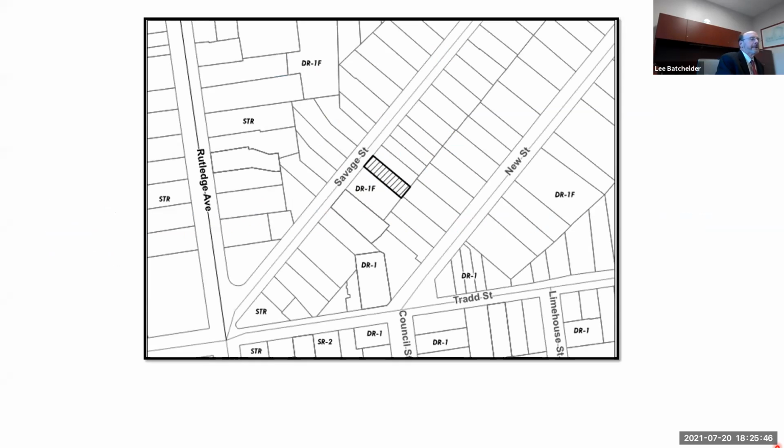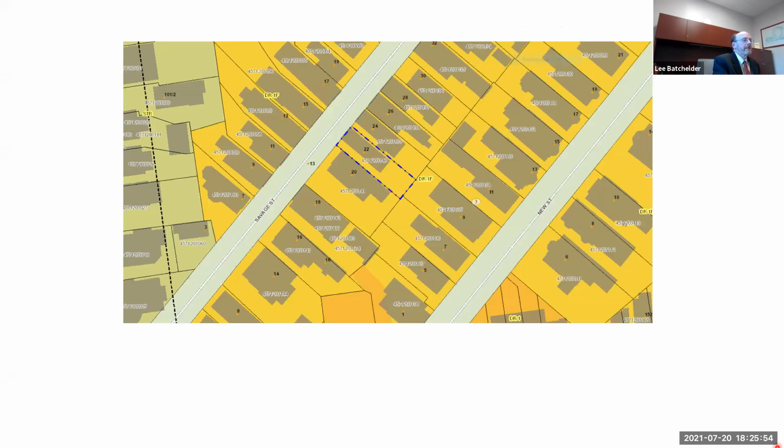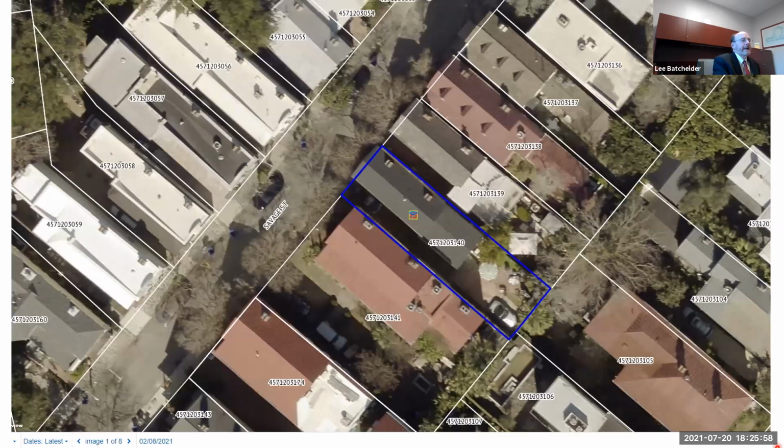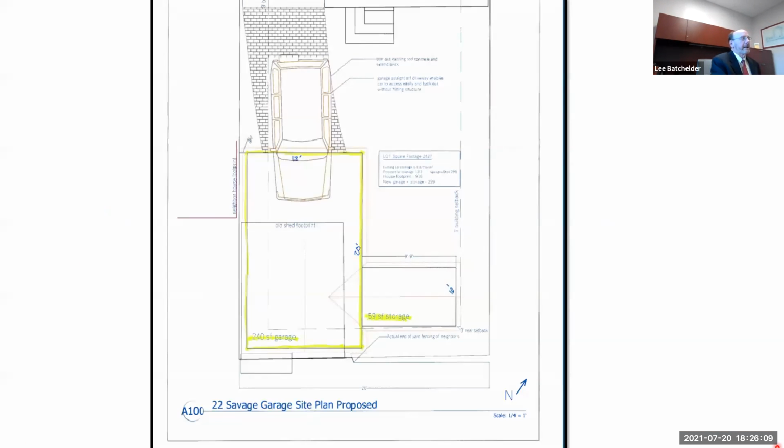22 Savage is a residential property located between Trad and Broad, shown here on this map. Here you see the home situated at the front of the property. And the backyard where there's a car parked is where they would like to add a one-car garage. That is the request before you tonight. And this site plan shows the location and size of that one-car garage with a small storage building off to the side. It would be 0.8 feet from the rear property line and 0.75 feet from the west side property line. So that is the request before you tonight.